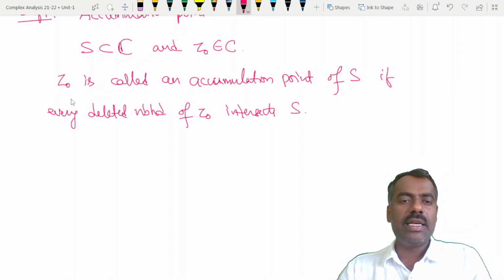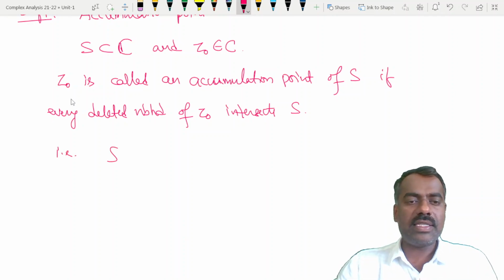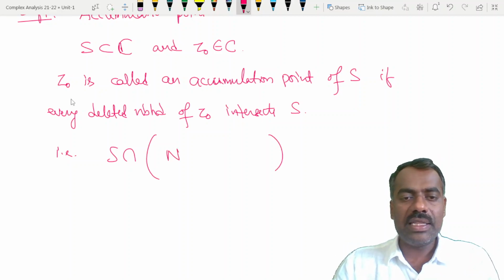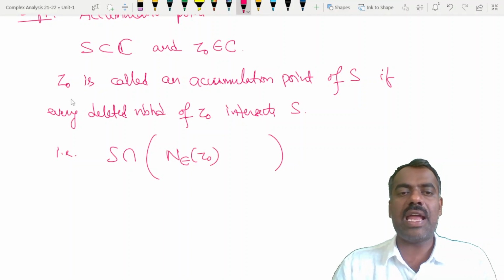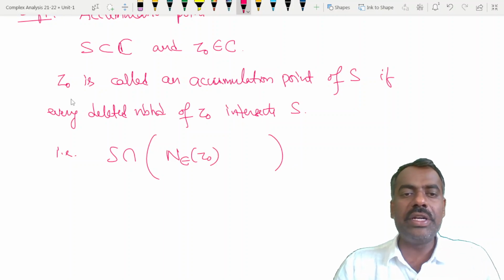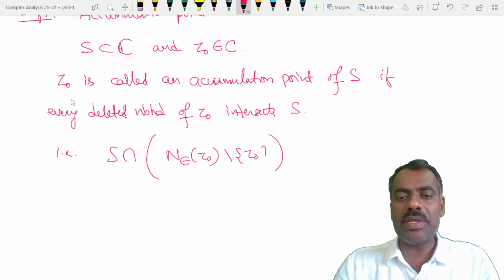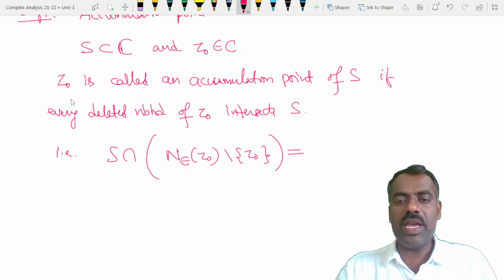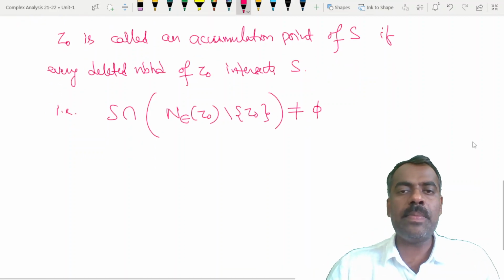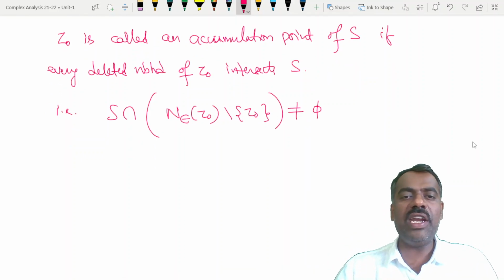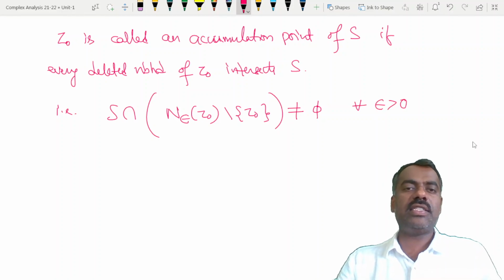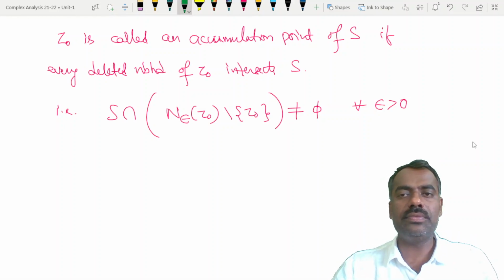That is the same as saying that S intersection with the deleted neighborhood of Z naught, where N epsilon of Z naught is the normal neighborhood of Z naught, and in the deleted neighborhood Z naught won't be there. This should be non-empty, and it should be true for every deleted neighborhood, that means for all epsilon greater than 0. Is this definition clear?